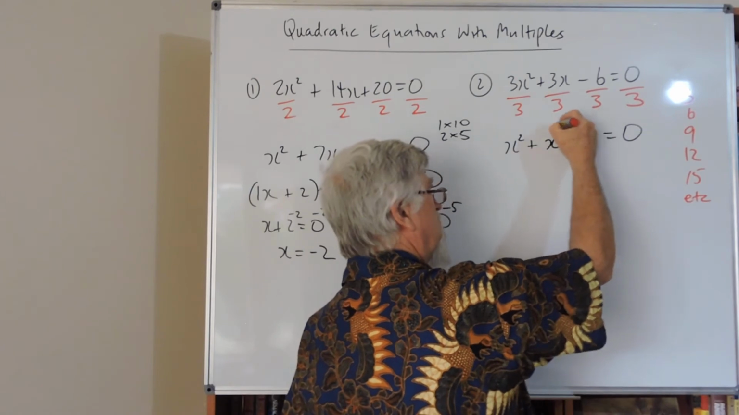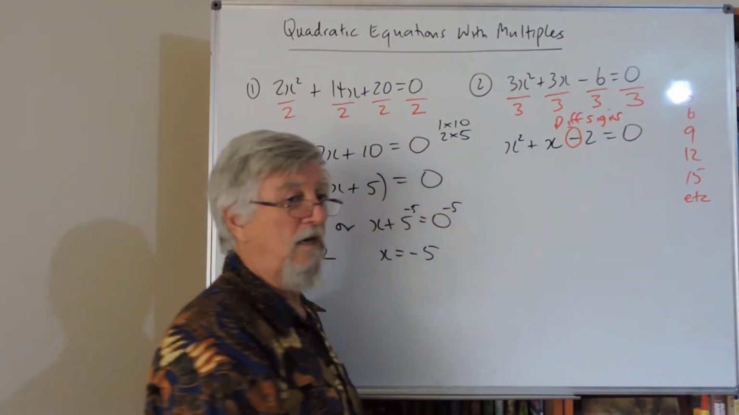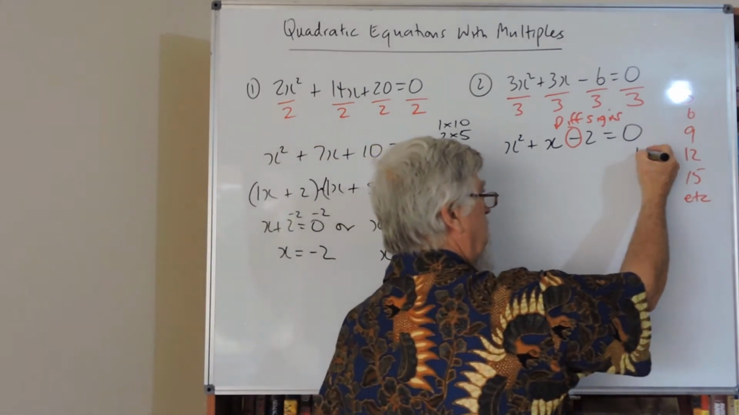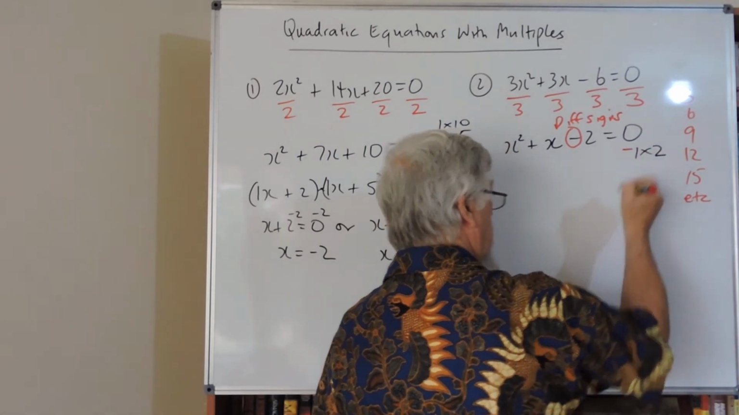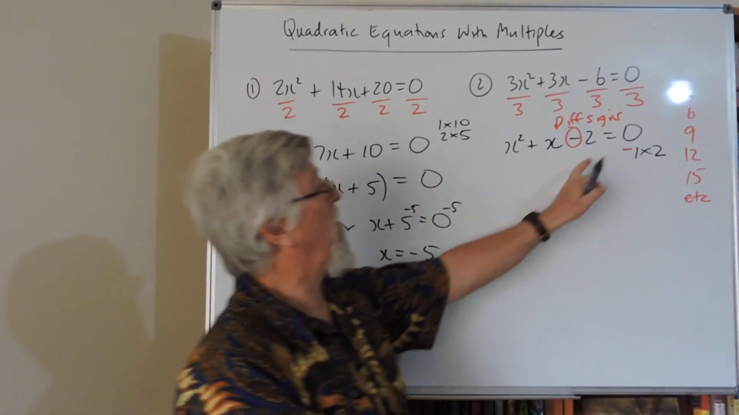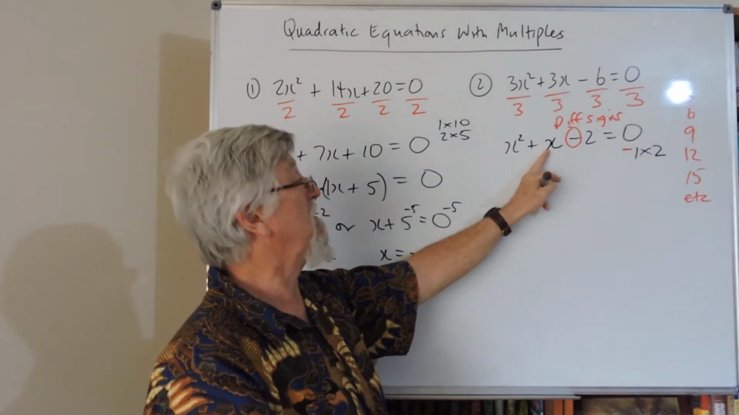The negative tells us that they have to be different signs. So how can I get a 2? Only way I can get it is a 1 and a 2. And one of them has to be negative. If I make that one a negative, minus 1 plus 2 would be 1, and that's the correct answer.